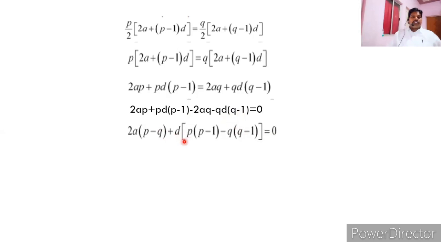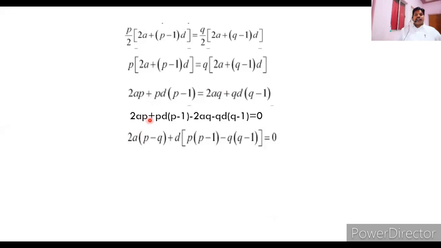Do you understand, students? I am taking 2a common from these two terms, it becomes (p minus q), and taking d common from these two terms, it becomes p into (p minus 1) minus q into (q minus 1). See, students, we take 2a common and d common. So we continue: 2a into (p minus q) plus d into (p into (p minus 1) minus q into (q minus 1)) is equal to 0. Just multiply that out. What will you get?